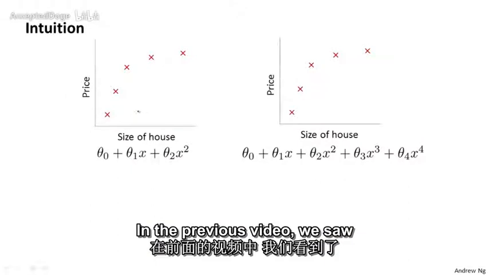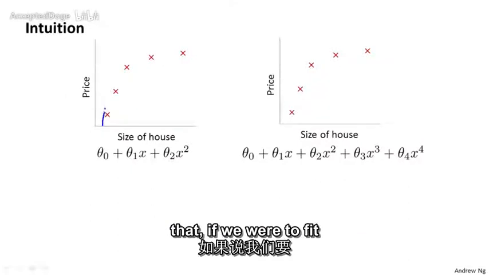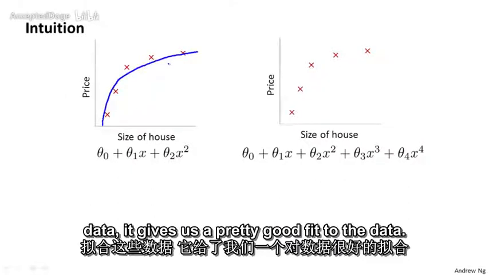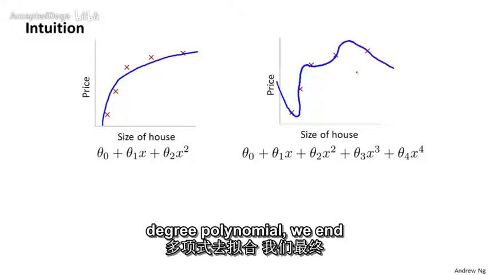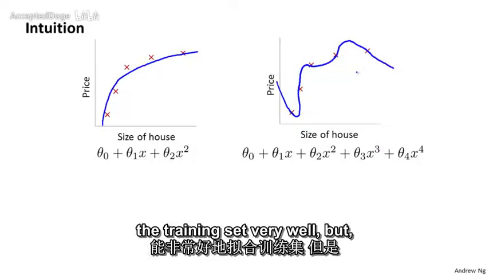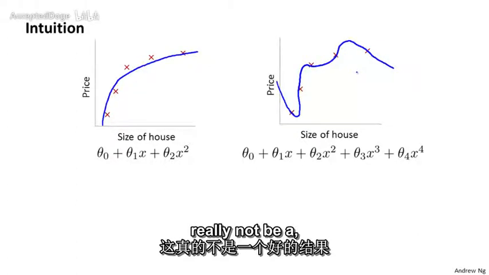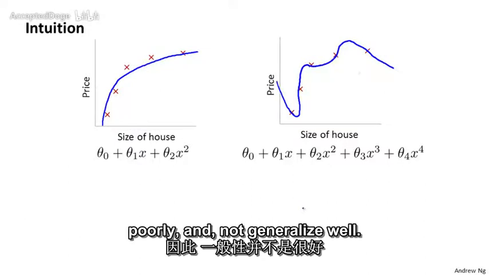In the previous video, we saw that if we were to fit a quadratic function to this data, it gives us a pretty good fit to the data. Whereas if we were to fit an overly high order degree polynomial, we end up with a curve that may fit the training set very well, but overfits the data and does not generalize well.